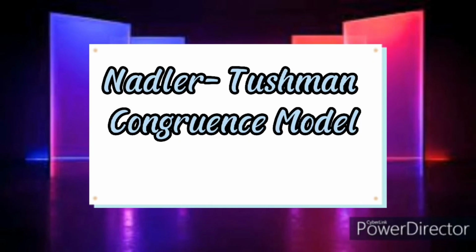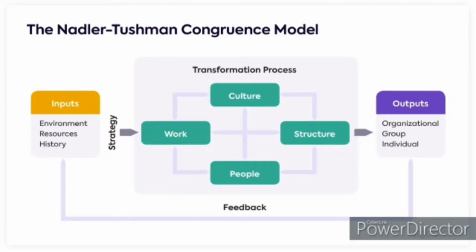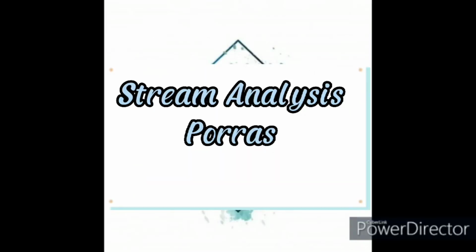Third, the Nadler-Tushman congruence model. It identifies four critical factors that drive an organization's performance. These are task, people, formal organization comprised of formal structure, systems, and processes, and the informal organizational arrangements, also referred to as culture. It assumes open systems theory, formal and informal systems, including the fit or congruence between the internal variables.